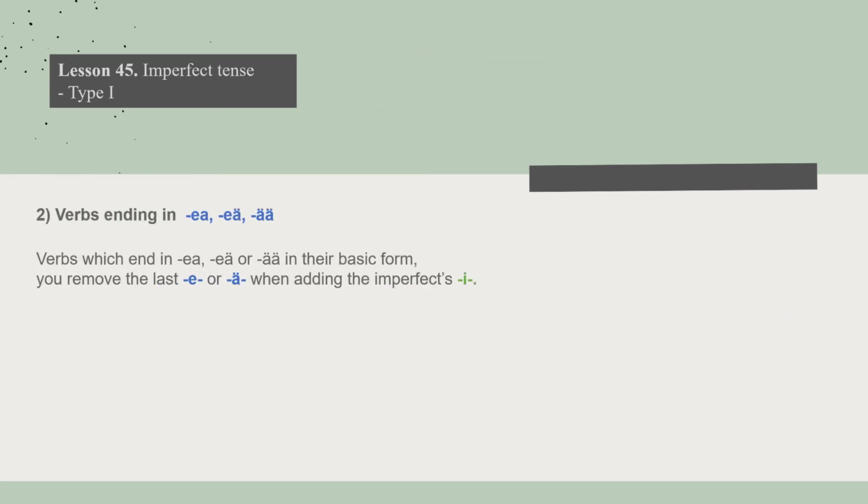Verbs which end in ea, eä, or ää in their basic form, you need to remove the last e or a when adding the imperfect's i. After that, you can add the correct ending. Here is one example.